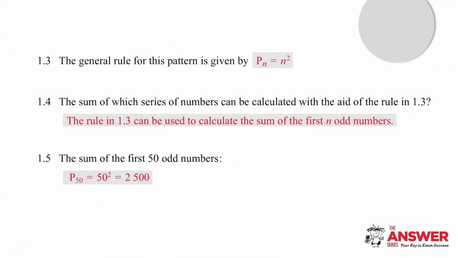Okay, so we discussed the pattern formula earlier. What we're working with here is a rule that helps us to calculate the sum of the first n odd numbers, which is pretty amazing. If we want the sum of the first 50 odd numbers, rather than add them very tediously together, we can literally just multiply 50 by itself, get 2,500, and that is the sum of the first 50 odd numbers. Quite remarkable.